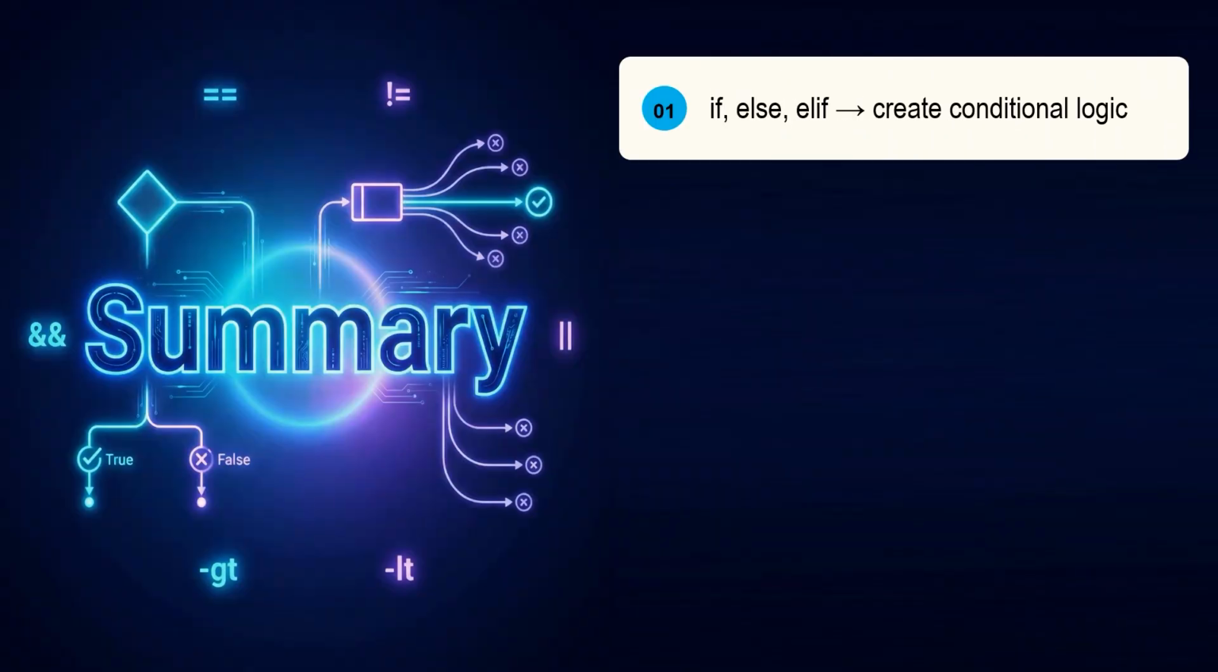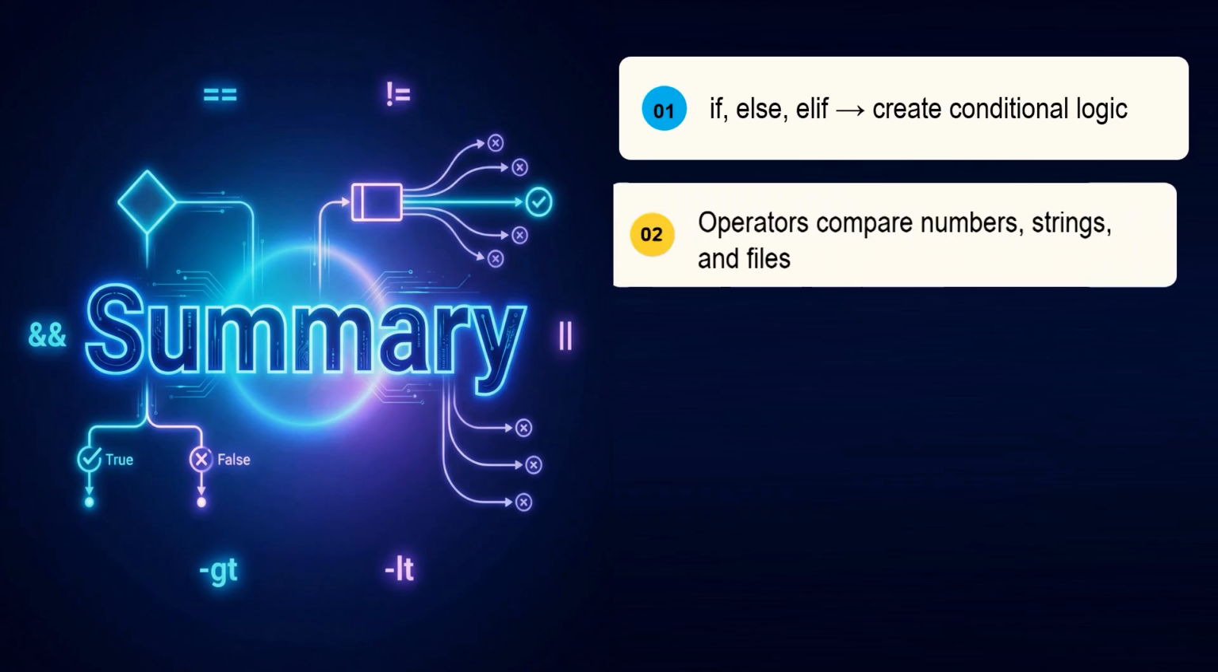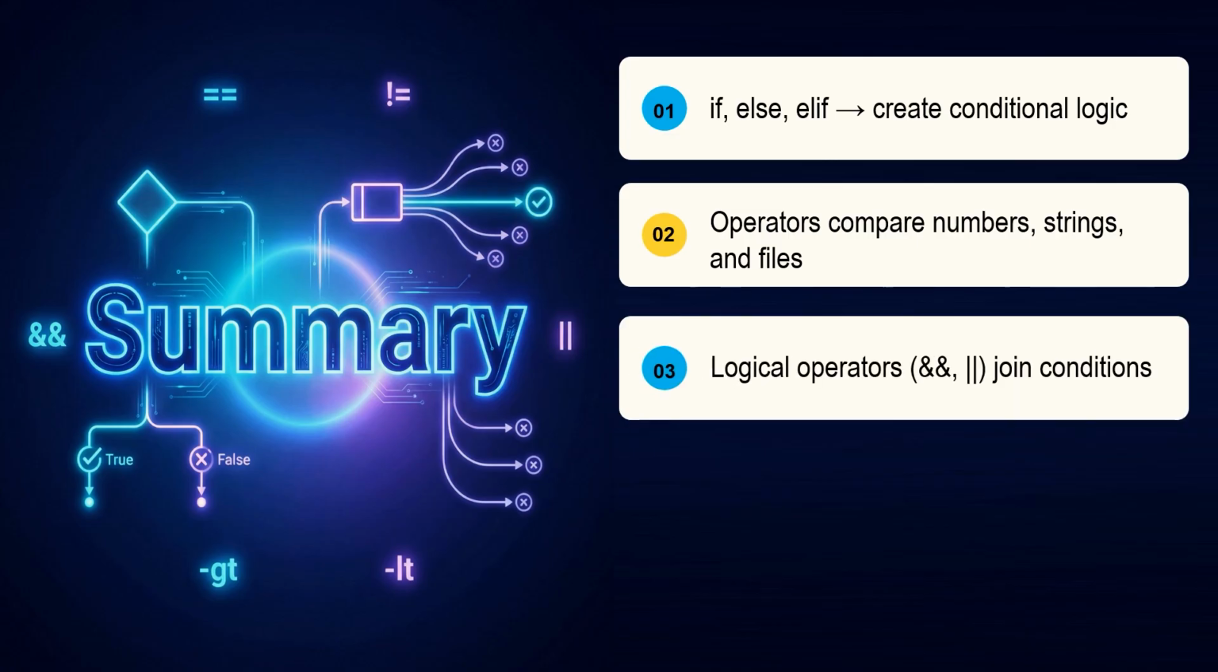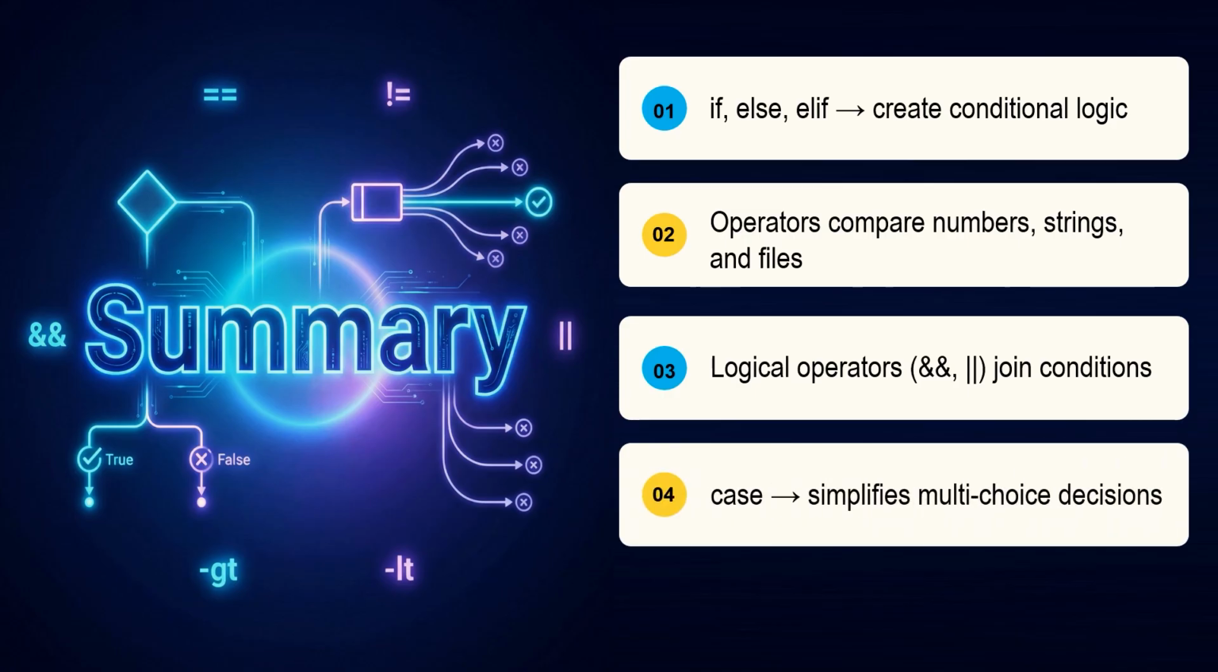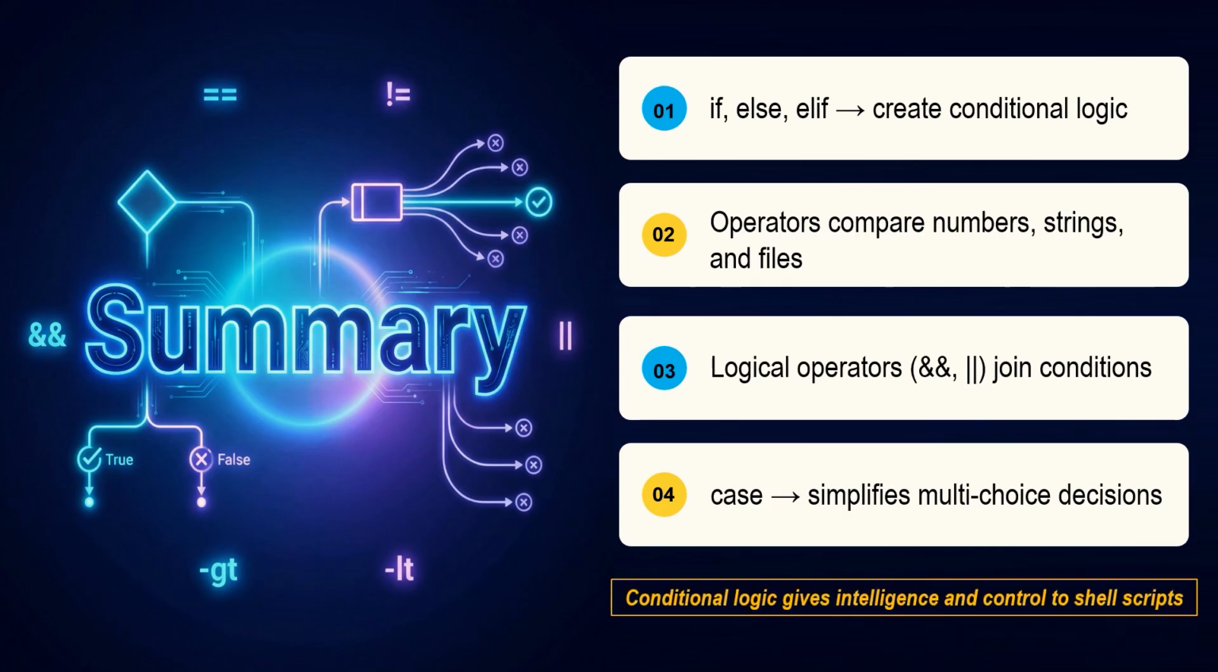So in this way we have learned various demos, and we have combined various statements that we can use in scripts. Today we'll summarize what we have learned. To create conditional logic, we can use if, else and elif, and also we can use various operators to compare numbers, strings and files. Also we have learned how to use the logical operators AND and OR, and how to join conditions. And for multiple choice decisions, we can use the case statement. So conditional logic gives intelligence and control to shell scripts.